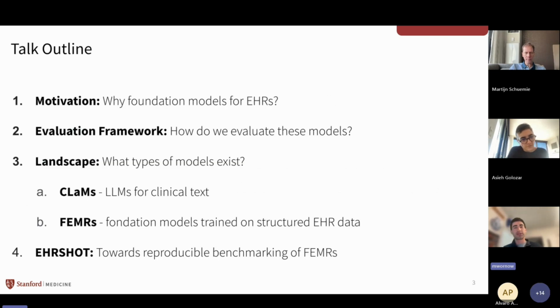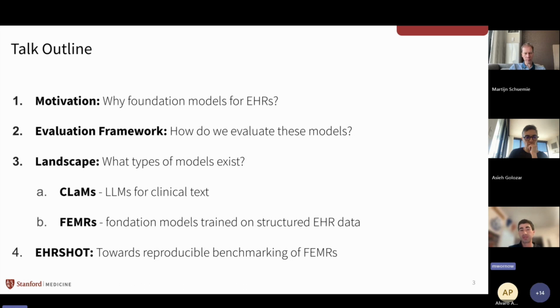So, outline for this talk, I'll start with a brief motivation of why do we care, why foundation models for EHRs. Then I'll talk about the evaluation framework that we came up with in the Shaky Foundations paper, which is basically, how do we evaluate these models in ways that matter to hospitals? I'll talk about the landscape of models that are out there after that.